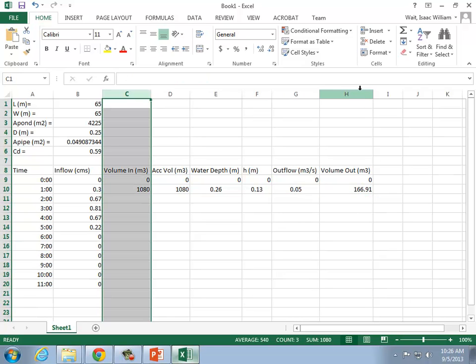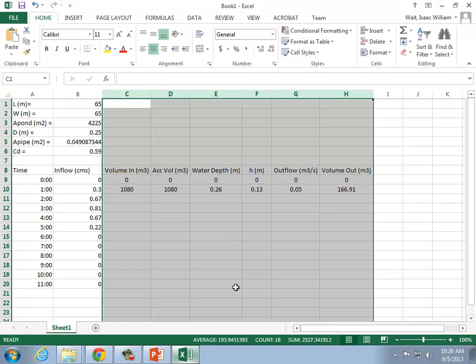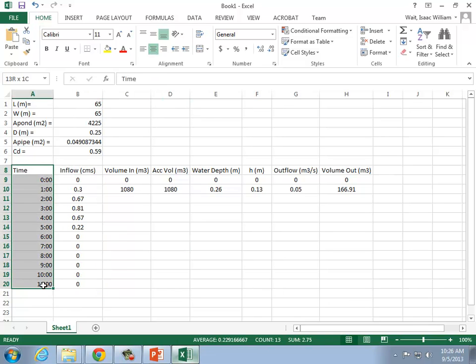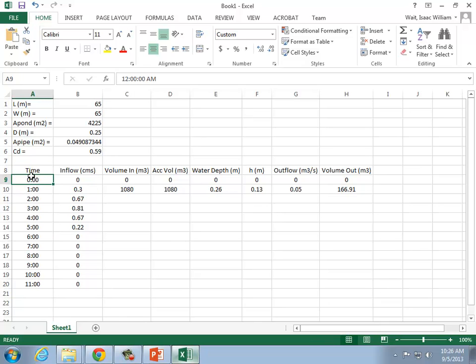So let me walk through it one more time. We'll talk about each column. The inflow column, that's given. That's from a hydrograph. You get inflow from a separate analysis. Before you size the pond, you have to get the hydrograph that's coming into the pond. Okay, volume in is just the inflow times the time increment, because we're doing this on a 1-hour basis.